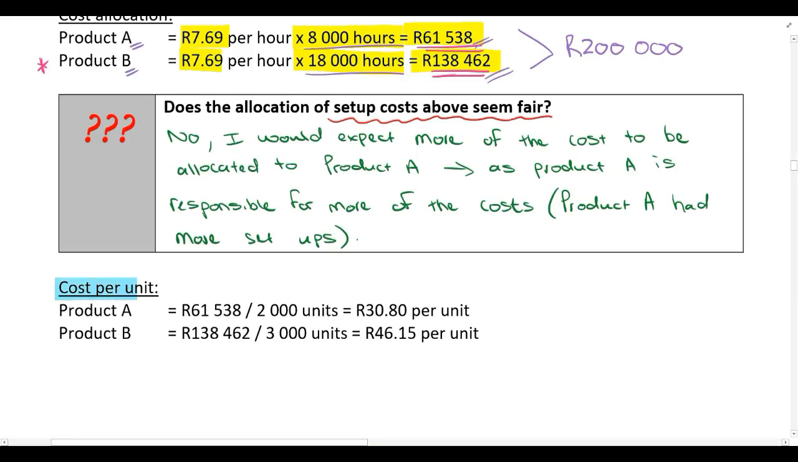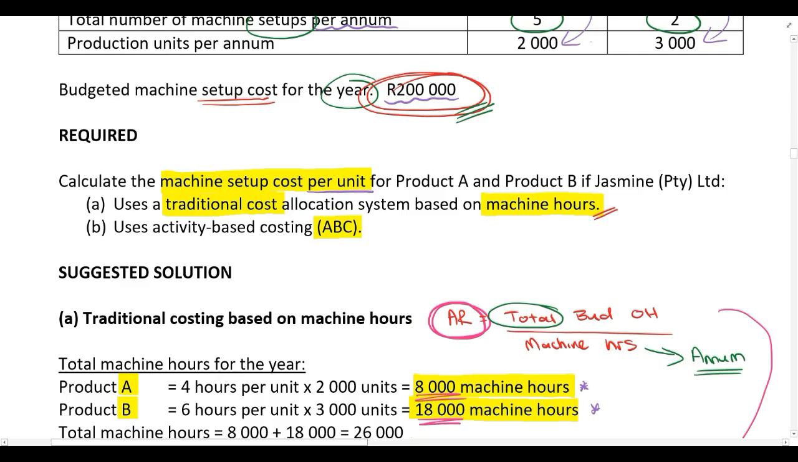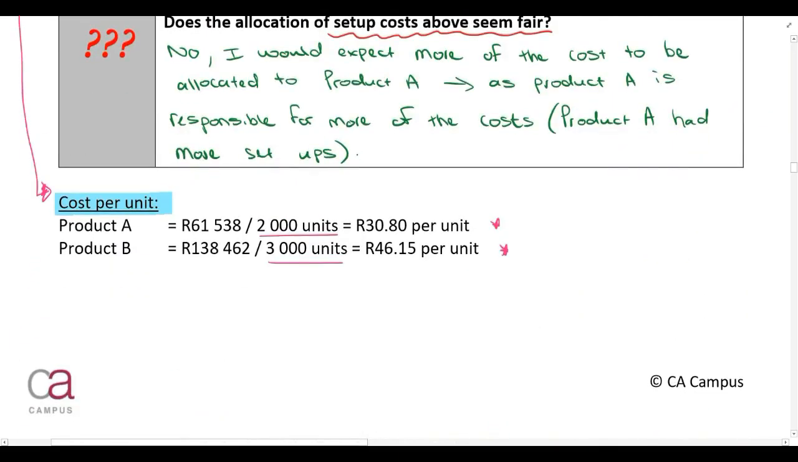Then just to take this a step further, guys, if we want the cost per unit, please just take the total cost that you have already calculated above and divide by the number of units that we were given in the question so that we can get the cost per unit. Why am I calculating the cost per unit? Because the required specifically said, calculate the machine setup cost per unit for product A and product B. So don't just split the total cost between the two products, but they actually want me to calculate the unit cost. So please read your required very carefully, because you can miss out on easy marks by just not actually calculating your unit price.